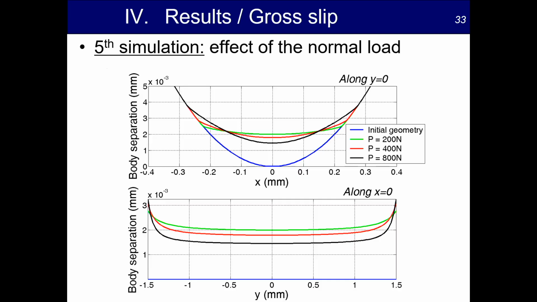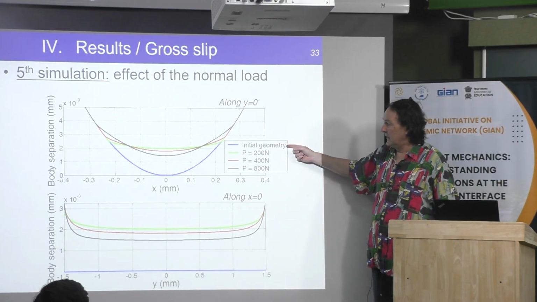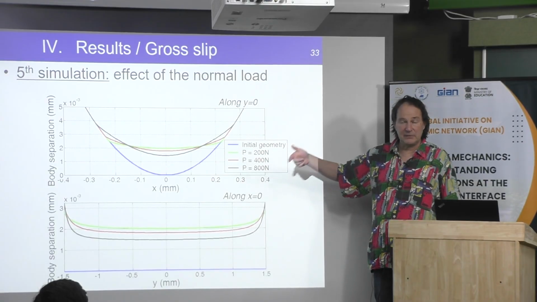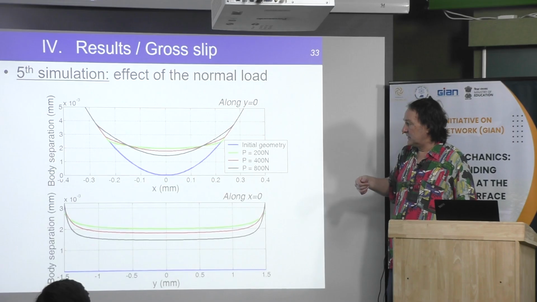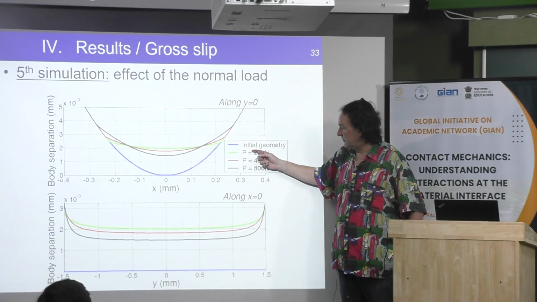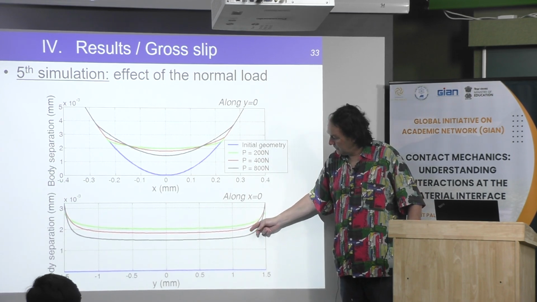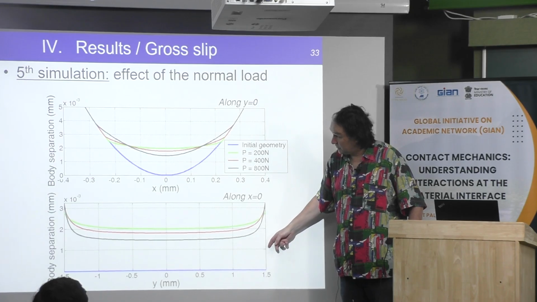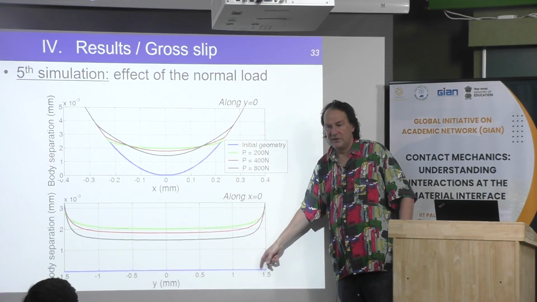This is another parametric study. Here we investigate the effect of the load. Then again, this is the initial geometry. This is the wear profile after the same number of cycles, which is 200,000 cycles. Then you can see that the final shape is different depending on the load, and also the body separation. There is two directions: the X direction and the Y direction. Okay.